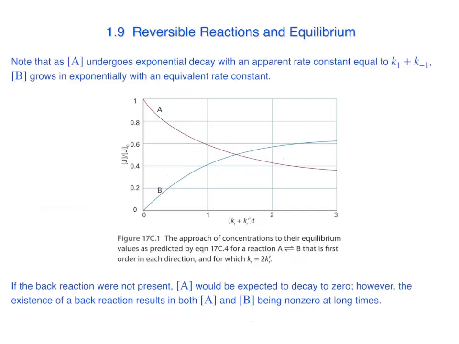Now we can note, as we just stated, that the concentration of A undergoes an exponential decay, but the decay is with respect to the sum of k1 and k minus 1. So we call this the apparent rate constant, or we've used the term effective rate constant previously. Similarly, B grows in exponentially with the same sum of those two rate constants.